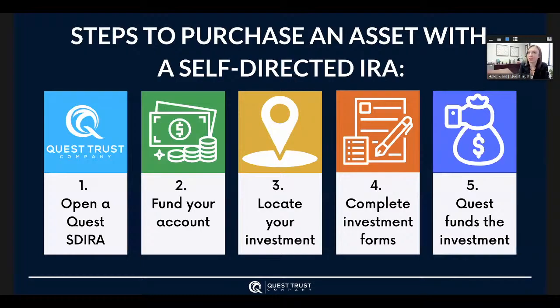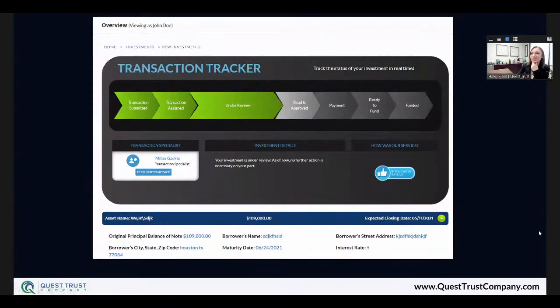Now, once you locate your investment, give us a call. At this point, your IRA specialist will help to introduce you to our transactions team. And our transactions team will be the one to actually fund your investment for you and review your investment documents to make sure that we have all of the signatures that we need. Now, we do have a brand new feature through our client portal called the QTC Investment Hub, where we have a little transaction tracker here.